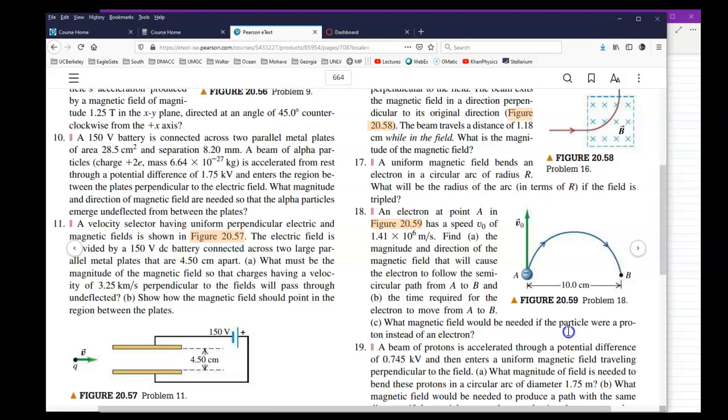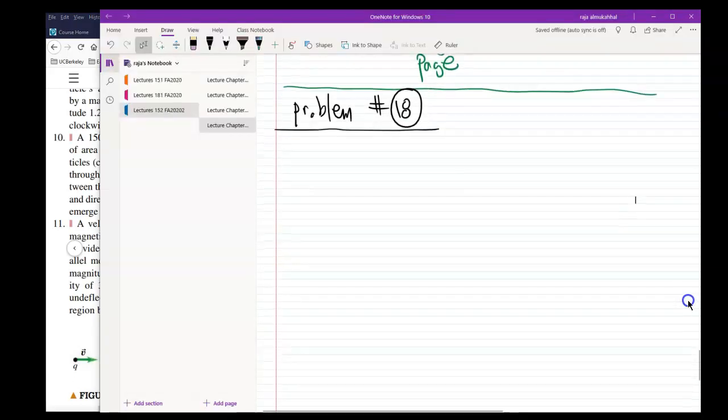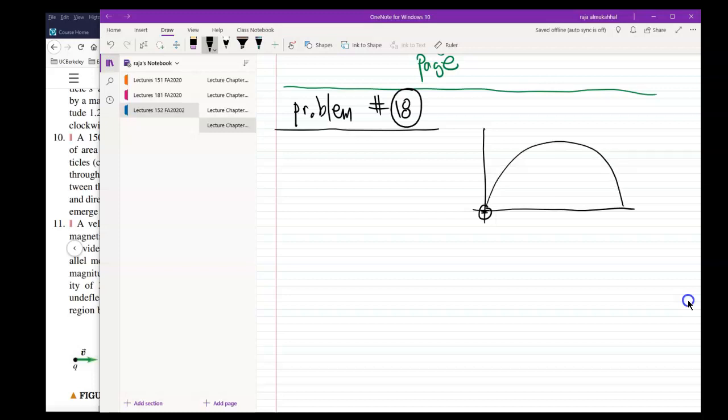All right, how do we do it? Let me draw the picture. Always draw the picture. Always. Okay, so what I have in here is something like this. I'm going to turn it into X and Y, so it makes it easier for me to think about it. And here is the electron right there. And here is the semicircular path that the electron is going to follow right there.